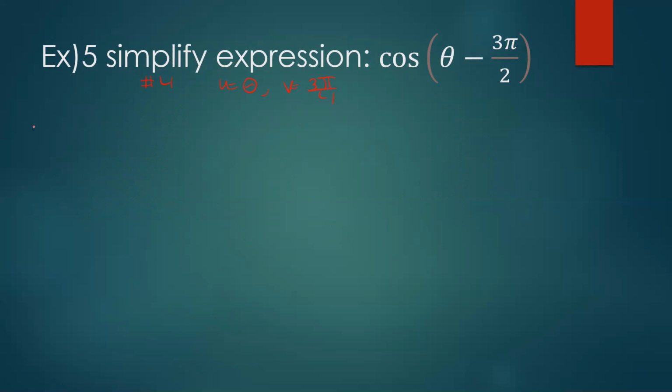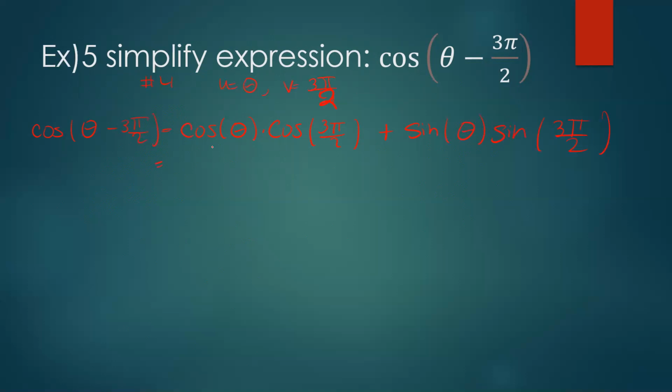So we're just doing the right side. The left side is cosine of theta minus 3 pi over 2 equals, and then it's going to be cosine of u, which is theta, times cosine of v, which is cosine of 3 pi over 2. My bad, this is not a 4, this is a 2. And plus sine of u, which is theta, times sine of v, which is 3 pi over 2.